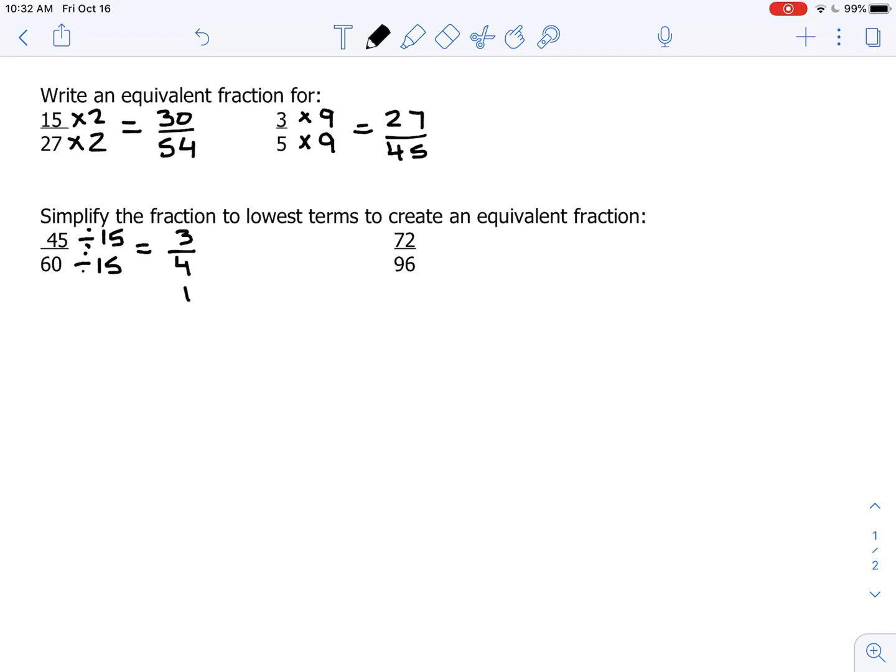And this 3/4 is in lowest terms because there is no common factor that we can divide 3 and 4 by to make that fraction even smaller, while keeping the numerator and denominator as whole numbers.